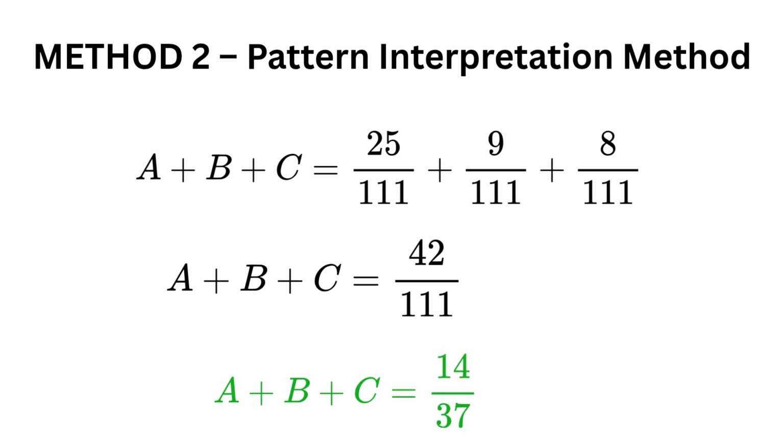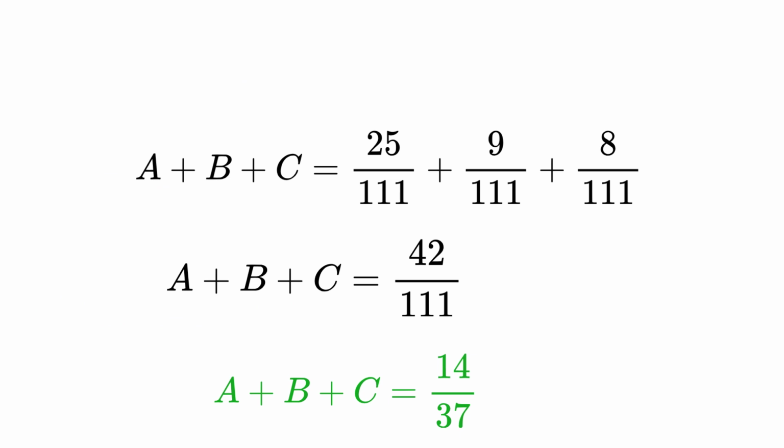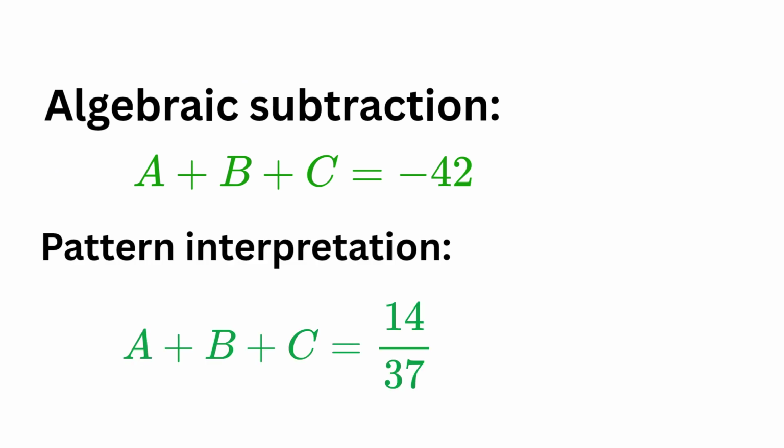Now you have a big question in your mind. Which method is correct? Here is the truth. If the question meant algebraic subtraction, the correct answer is minus 42. If it meant pattern-based digit formation, the answer becomes 14 by 37.